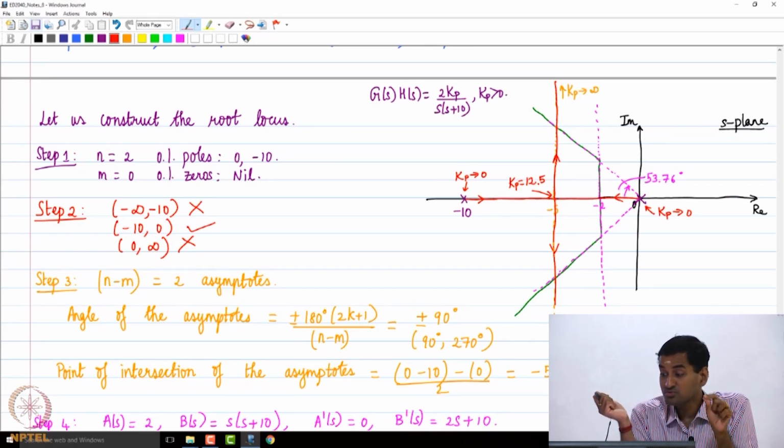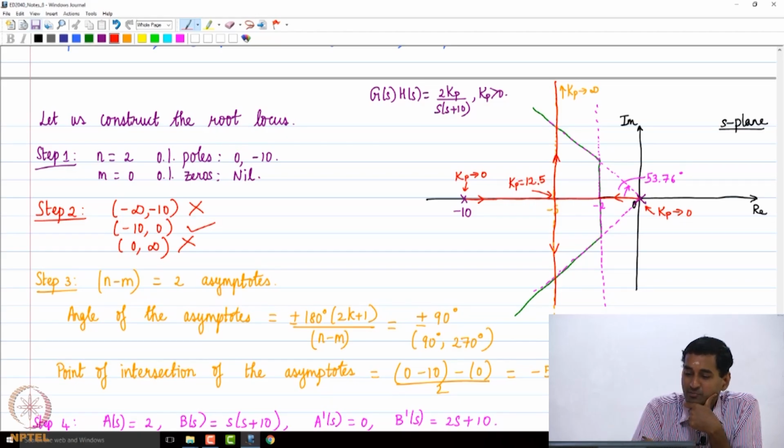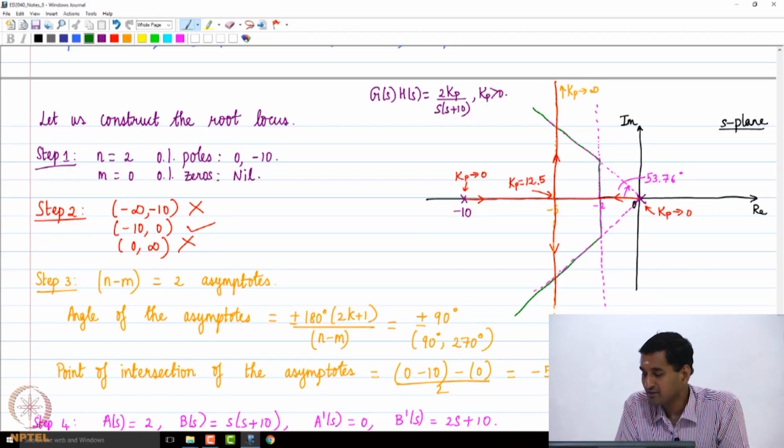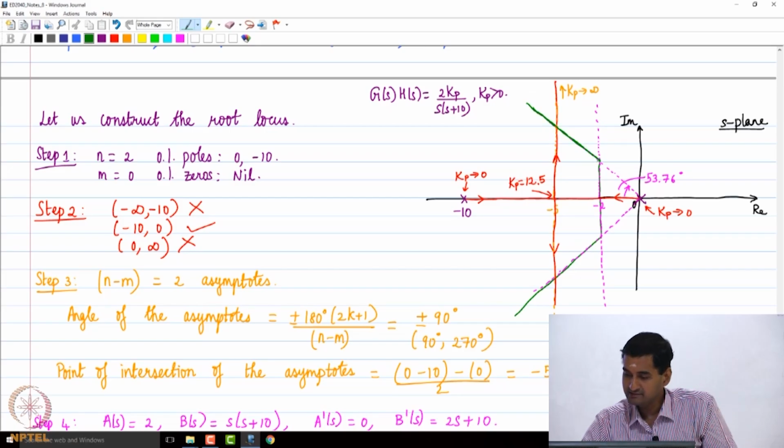Now we want closed loop performance, right? So the question is, for what range of Kp would both branches lie in that open trapezoidal region? That's the question we need to ask ourselves. So how can I determine that? See, where is the open trapezoidal region? Let me redraw it, highlight it in green once again. So it is this. For what values of Kp would the 2 branches lie within this region? How do I find it?